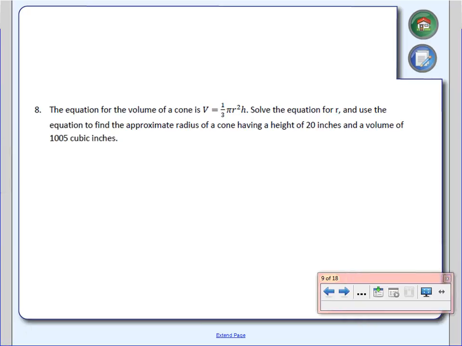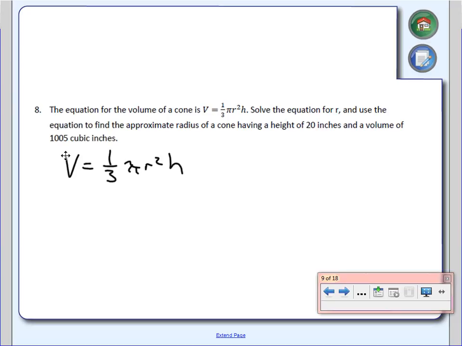All right, so let's go ahead and try that again. We're asked to solve for r. So let's take the equation V equals 1/3 pi r squared h. Again, what we're trying to do is solve for r. We're trying to get the r by itself.